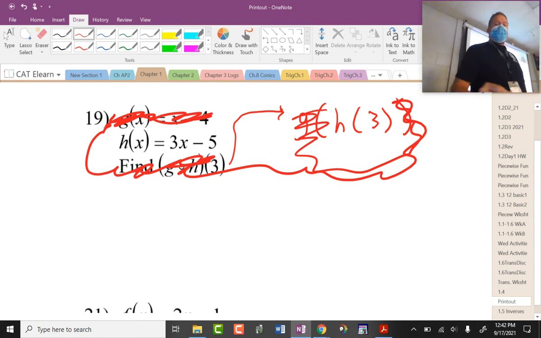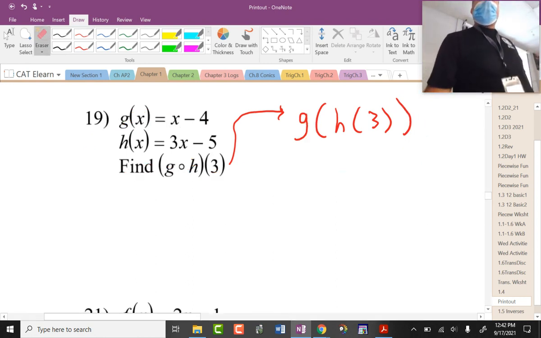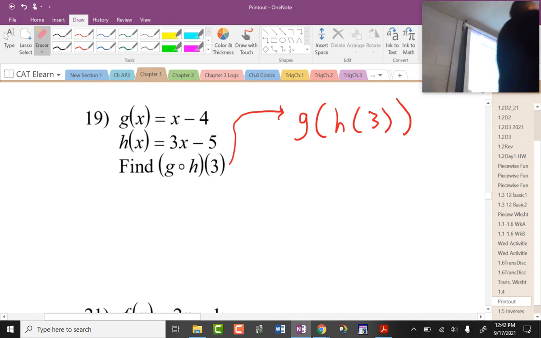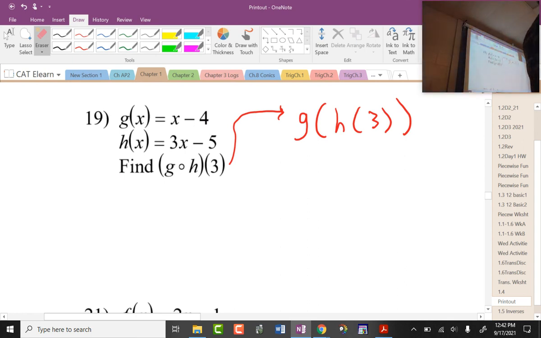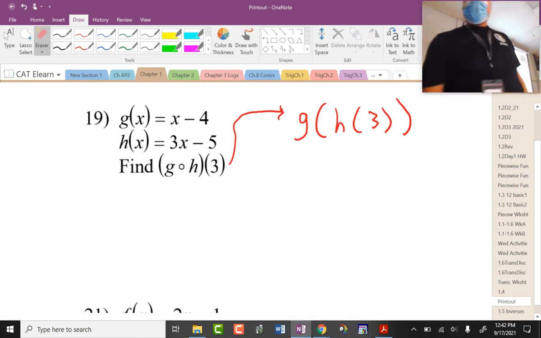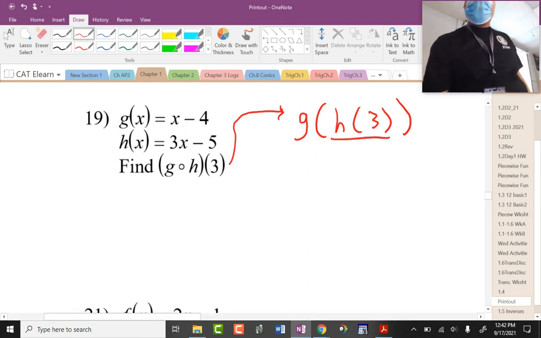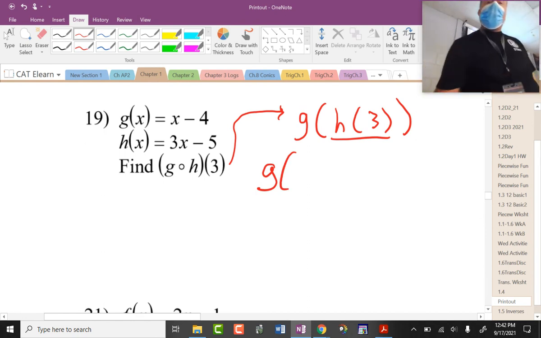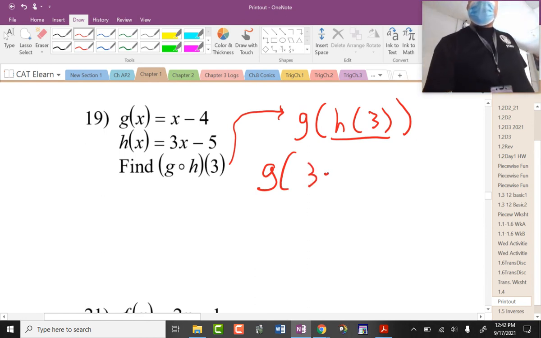You're just plugging in 3 for x in the h function, and you're focusing on that first and evaluating. So that's why this is actually easy and why it's different than g of h of x, where I have to do the algebra of inserting a function into another. So I can focus on this. Fine, I'll write where you got the 4 from. This becomes g of, don't look at the g of right now. h of 3 is 3 times 3 minus 5.